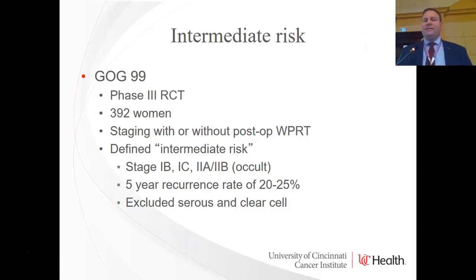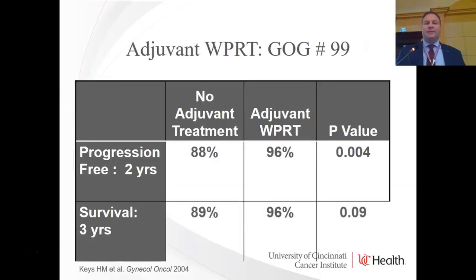Stratifying this a little bit further, the GOG-99 study defined more specifically who was intermediate risk: stage 1B, 1C, and 2A and 2B cancers. All these women underwent staging and were then treated with or without postoperative whole pelvic radiation therapy. They excluded serous and clear cell cancers. What we found was that adjuvant radiation therapy improved progression-free survival, but there was no statistically significant improvement in overall survival.